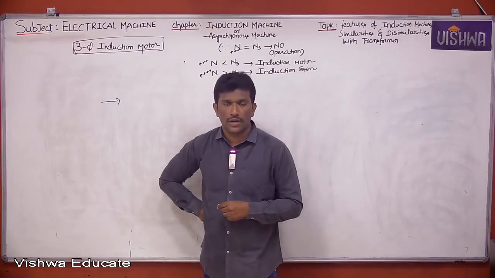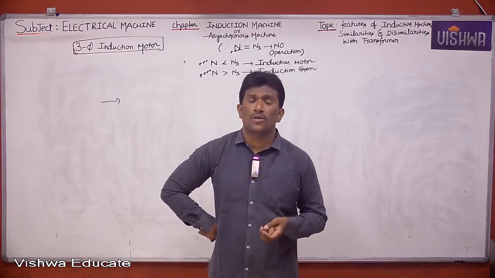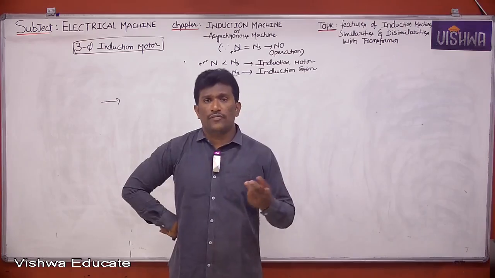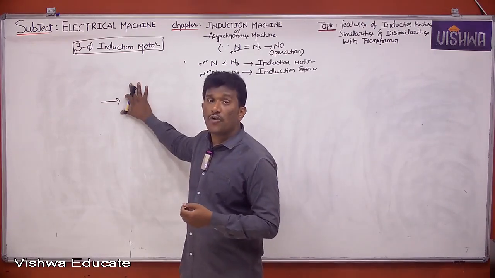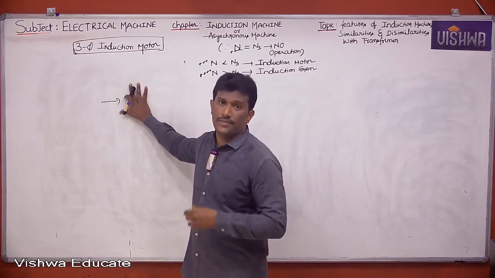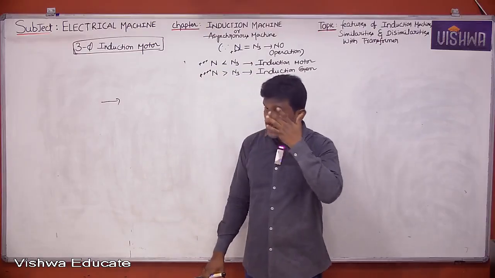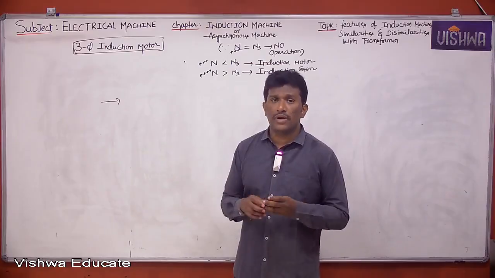Because in a DC motor, by using the armature resistance control method and the field control method, we are able to control the speed of DC motors. But after the invention of power electronic devices, in the case of the induction motor also, during these days I can say that the induction motor is very famous because of the invention of power electronic devices.